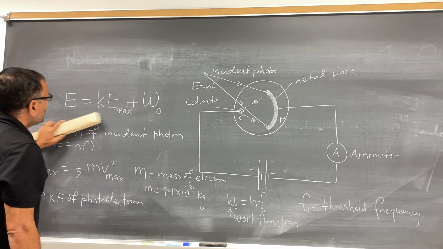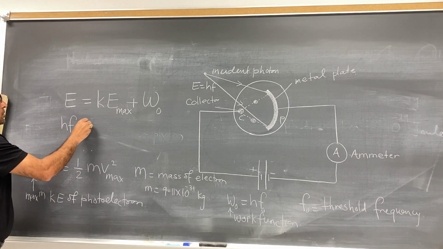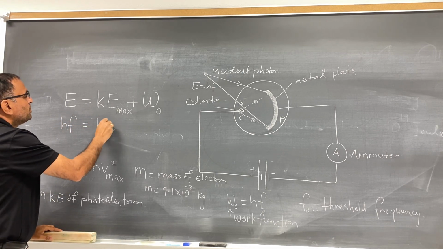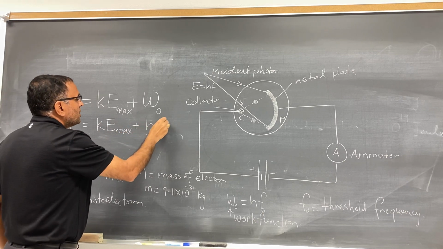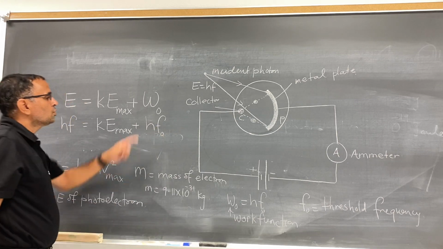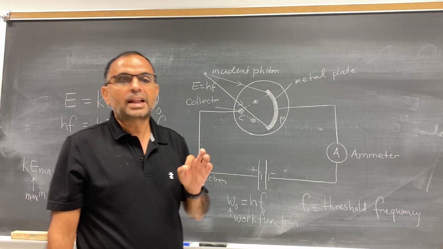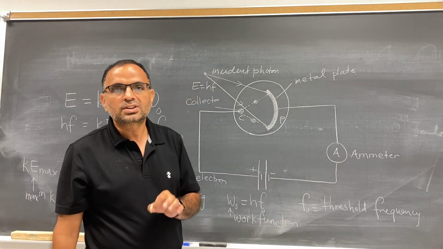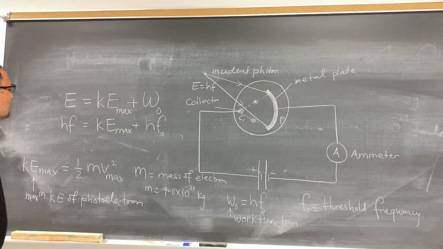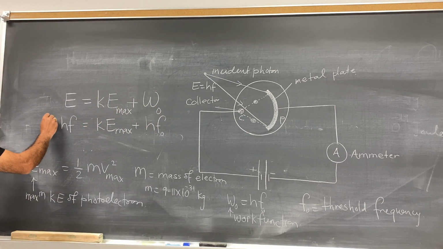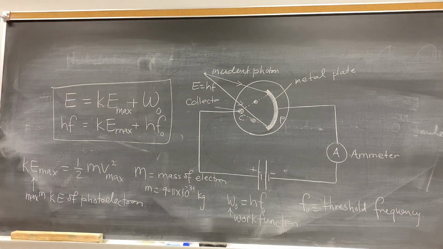So E is the energy of the incident photon. You can write down hf equal to KE max, but please note KE max is 1/2 mv max squared, plus, if you need, you can write down hf0 also, because omega 0 is h times f0. You know that h is Planck's constant, 6.626 times 10 to the power negative 34 joule second. Okay, so this is the photoelectric effect equation. Whichever of these two forms you use, it's the same equation, not two different equations.